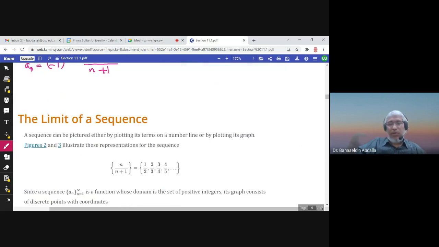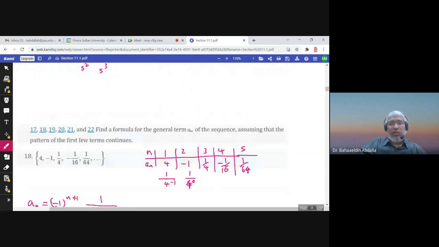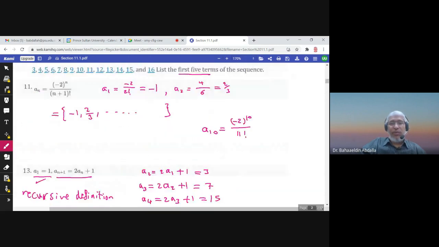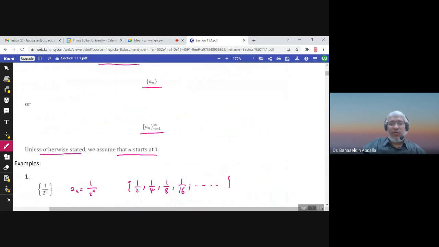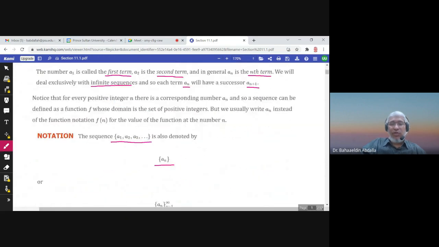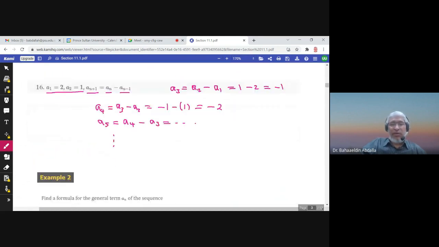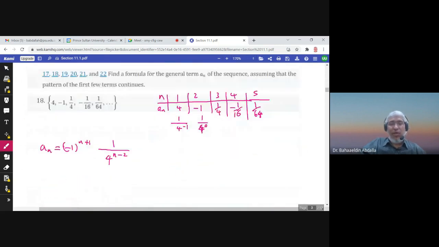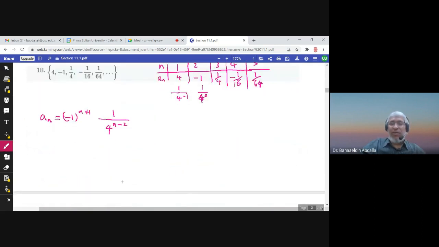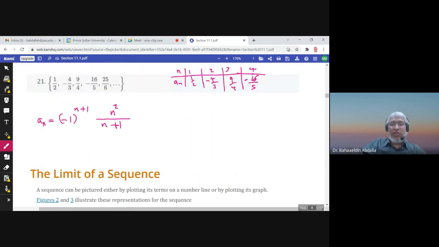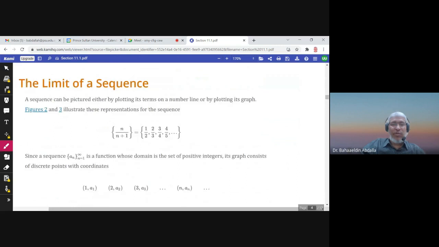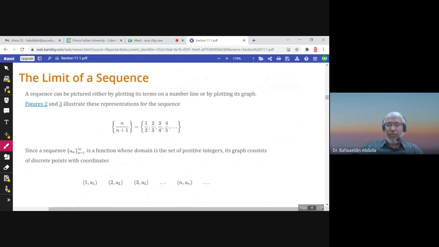This is the second part of section 11.1. We mentioned the definition of the sequence and how to find the first few terms of a sequence, how to denote the sequence notation, and how to find an for some sequences. Finding an is not an easy matter. For some sequences, you can do like what we did in the previous part, and you find the formula for an. Now we will talk about the limit of a sequence.